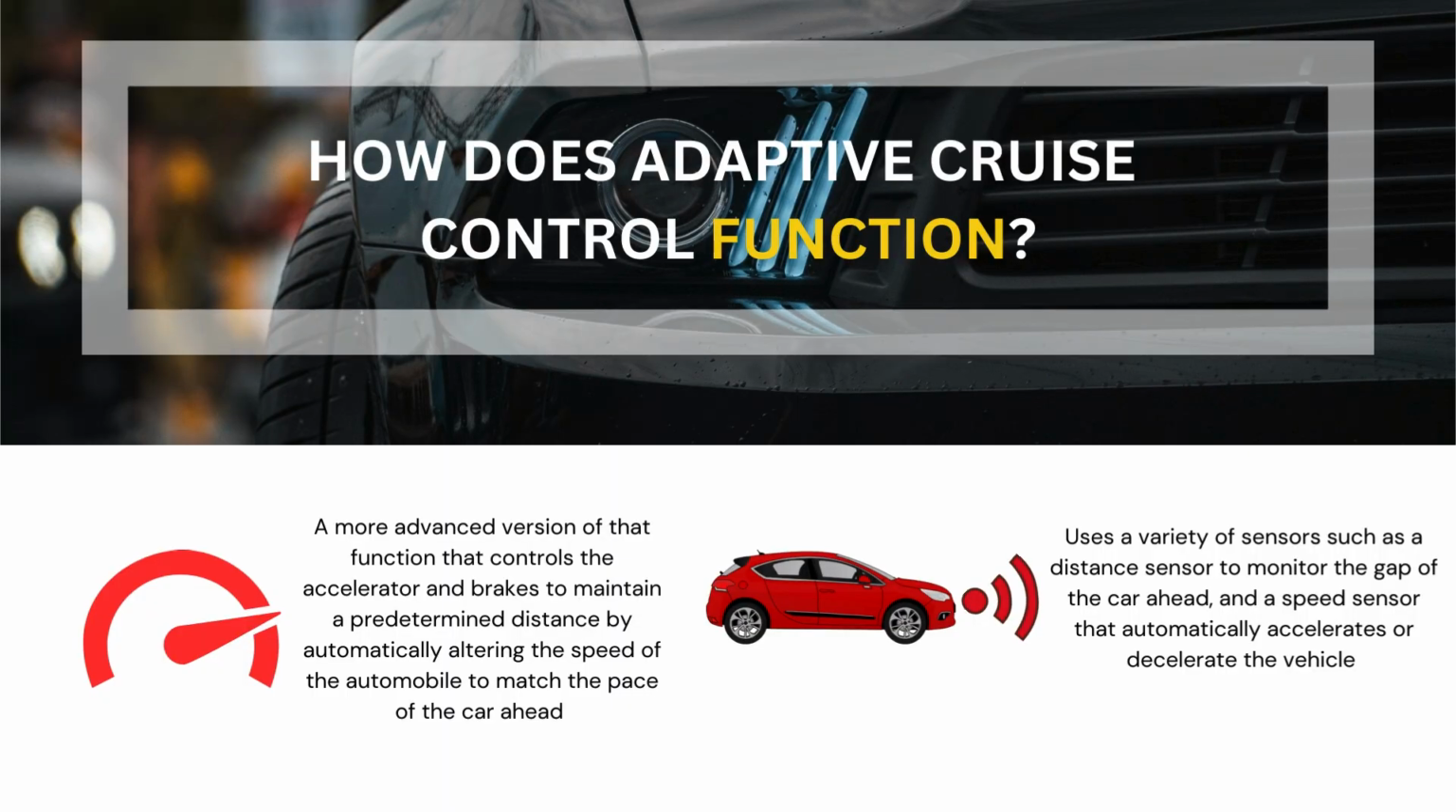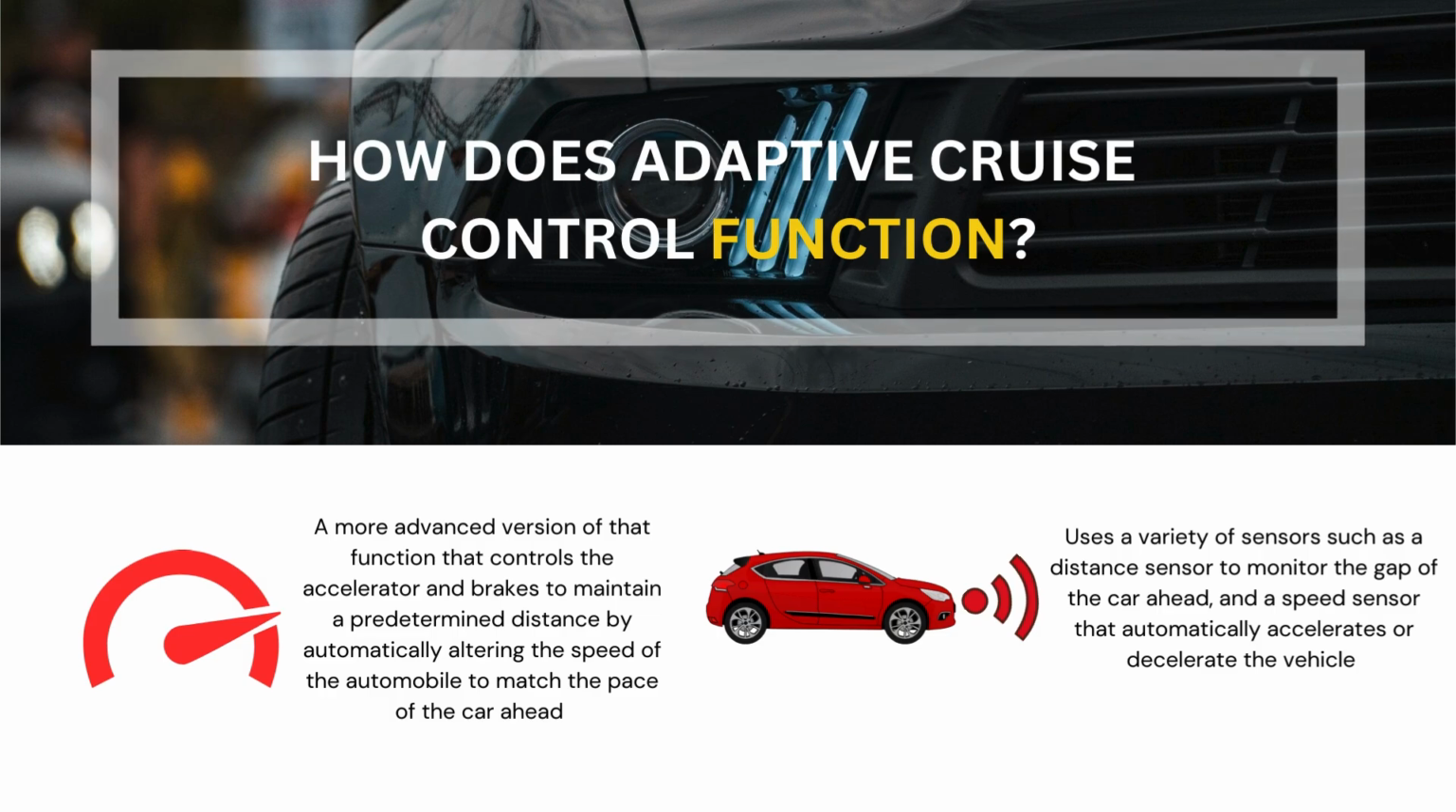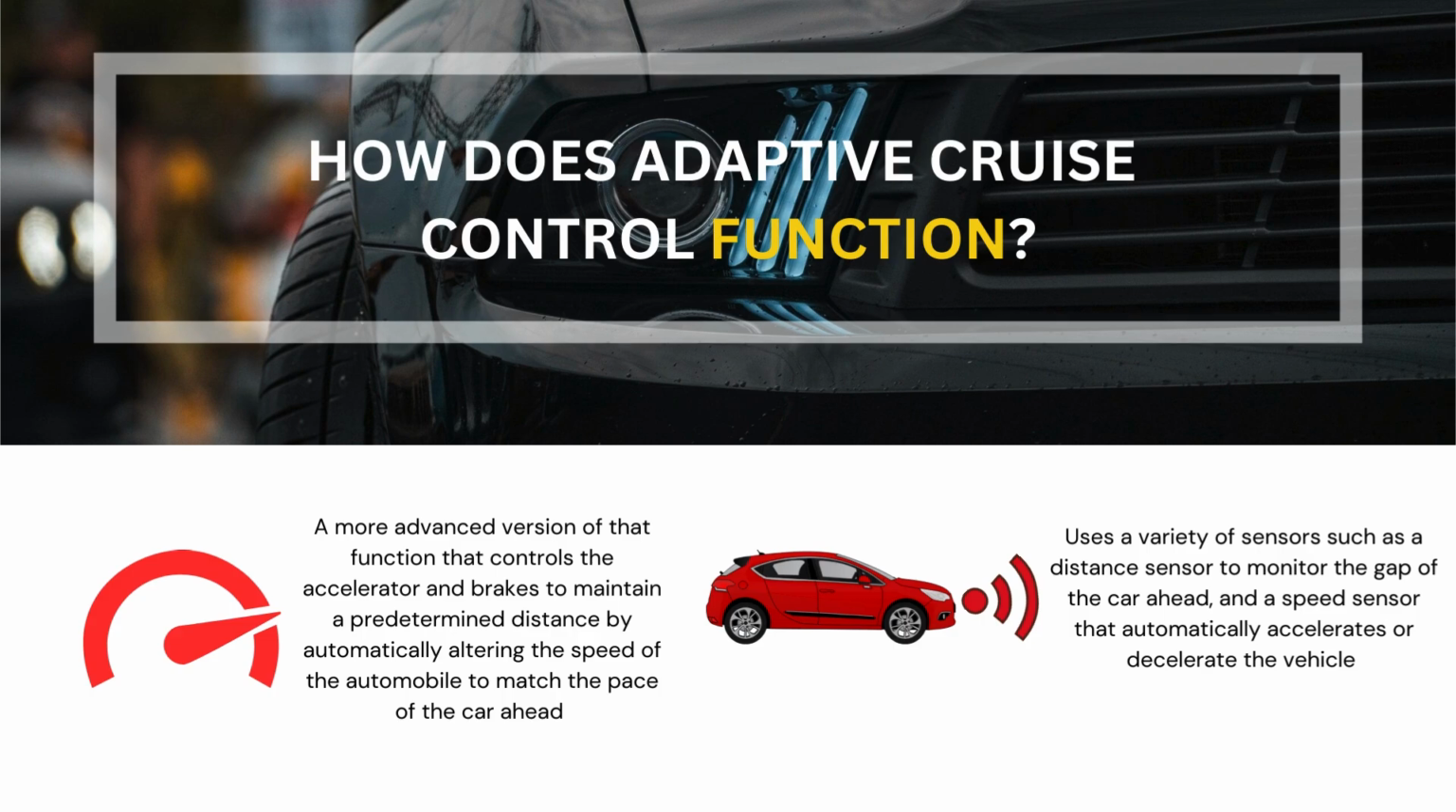How does the ACC control system function? It functions in a way where it controls the accelerator and brakes to maintain a predetermined distance by automatically altering the speed of the automobile to match the pace of the car ahead. The ACC control system uses a variety of sensors such as a distance sensor and a speed sensor, which automatically accelerate or decelerate the vehicle.